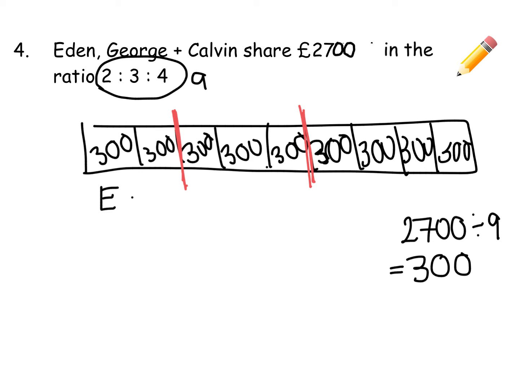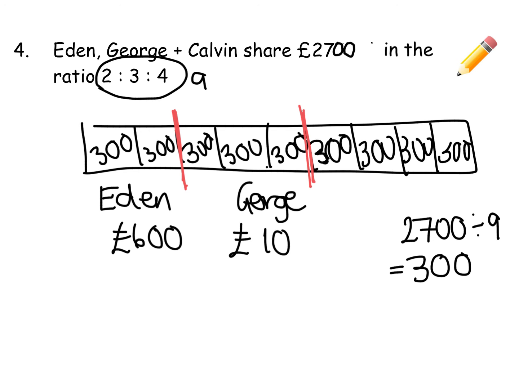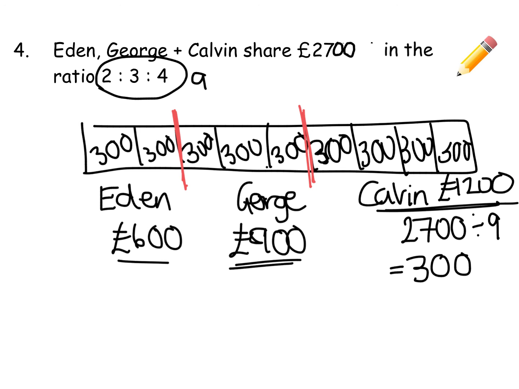So Eden gets £600. Jordan in the middle gets 300, 600, 900, so £900. I'm just counting up in 300s here. And then, I don't know what happened to Jordan's name there. And then Calvin, who's left over, gets 4 lots of 300. So that's 3, 6, 9, 12. So Calvin gets £1,200. Lucky Calvin. So there are your 3 answers.